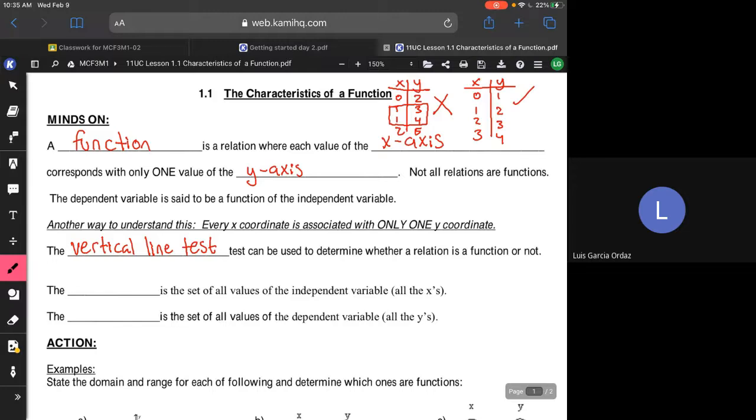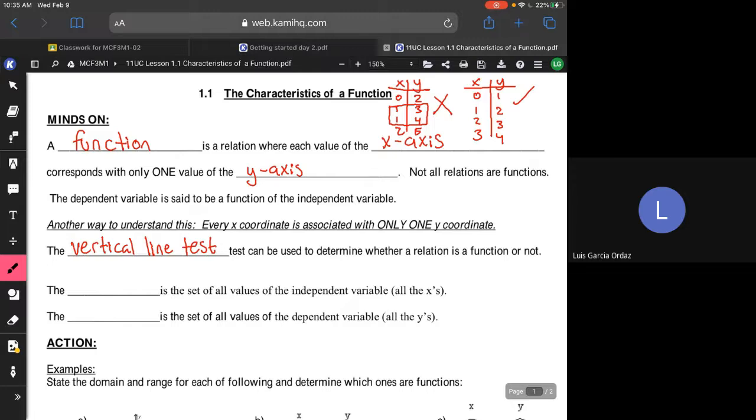Like I said, a function is a relation where each value of the x-axis corresponds with one value of the y-axis. The example on the right is a function because each x value has one y value. The one on the left is not a function because when x is equal to 1, it has the y values of 3 and 4, which cannot happen.